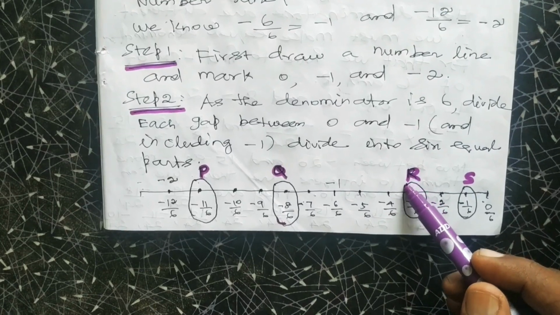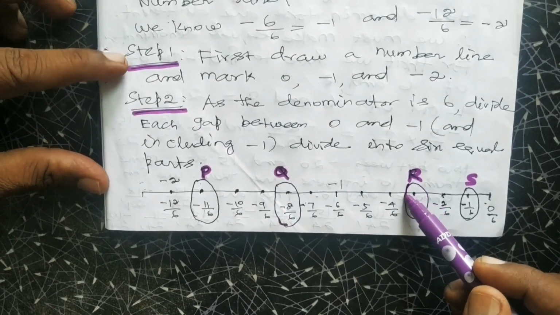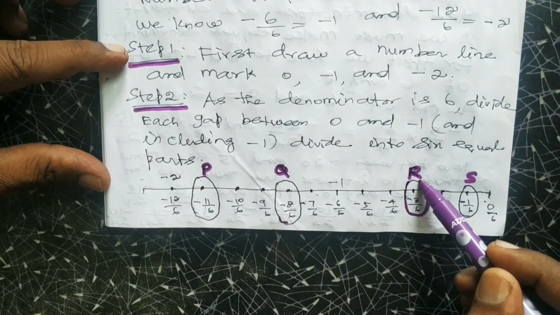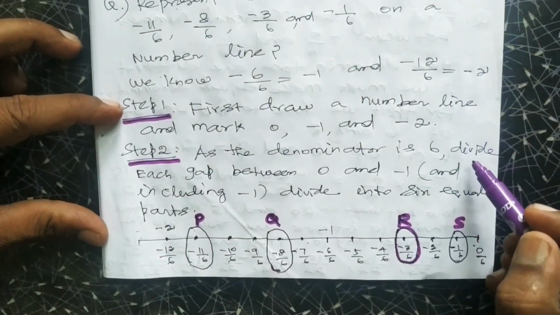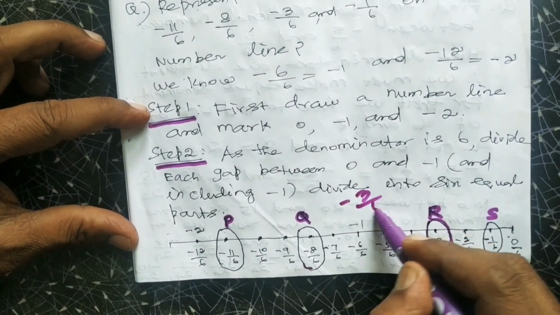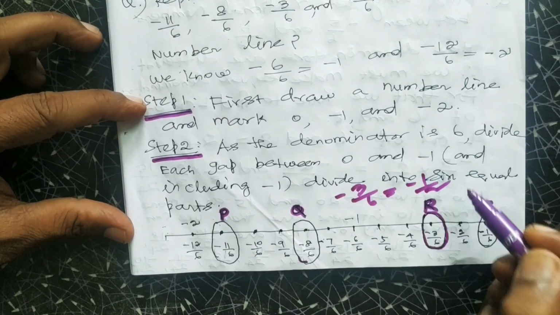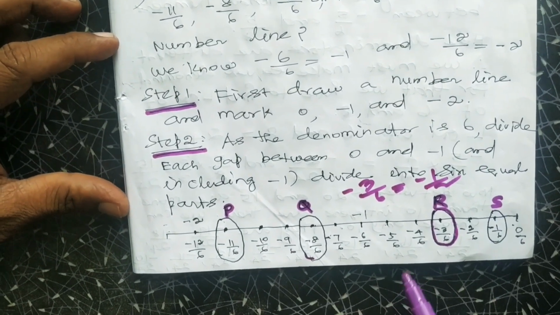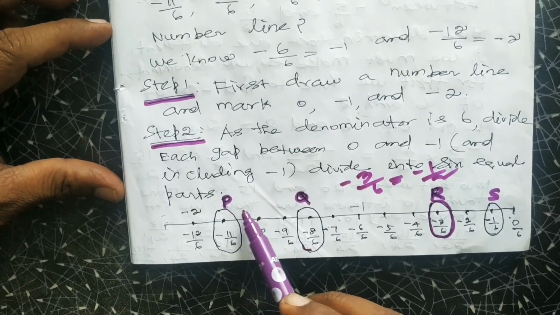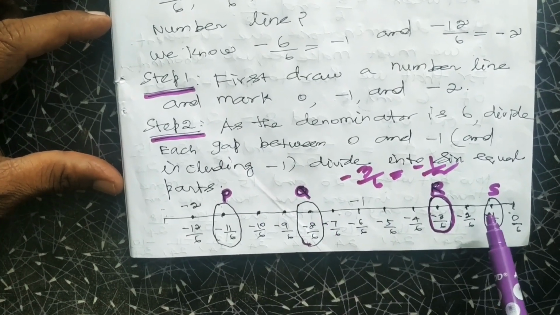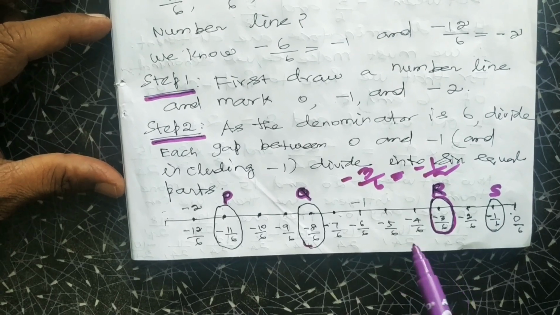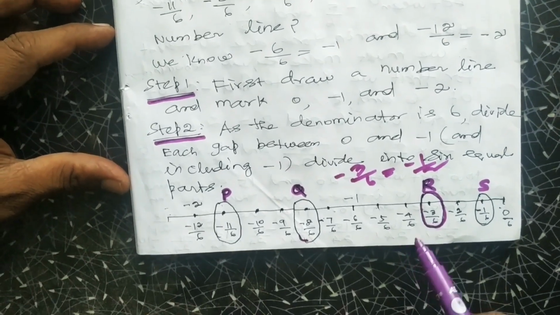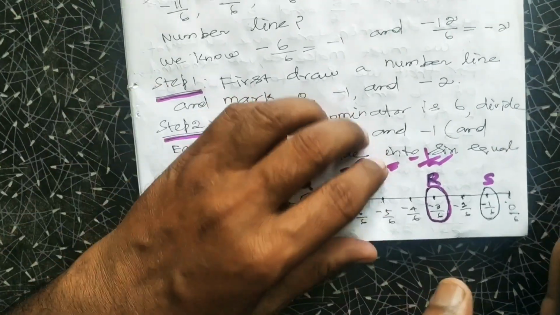Minus 3 by 6, they may ask what minus 3 by 6 is exactly equal to. Minus 3 by 6 means 3 table, minus 1 by 2 also. They may ask minus 1 by 2 also. Therefore, now the points P, Q and R, S represent the required rational numbers.